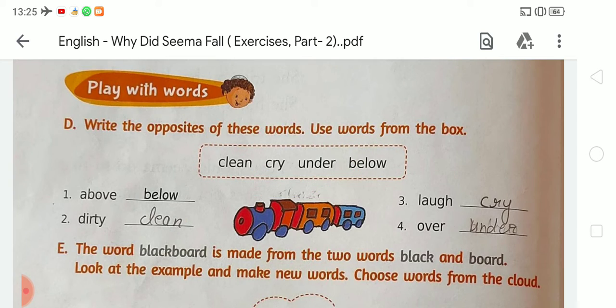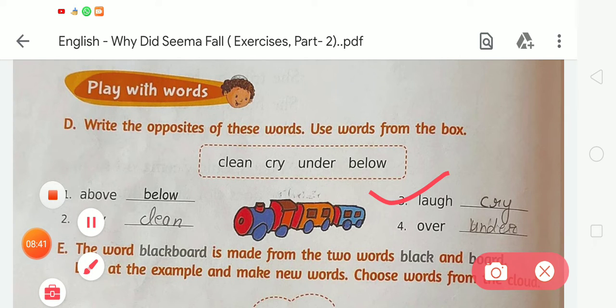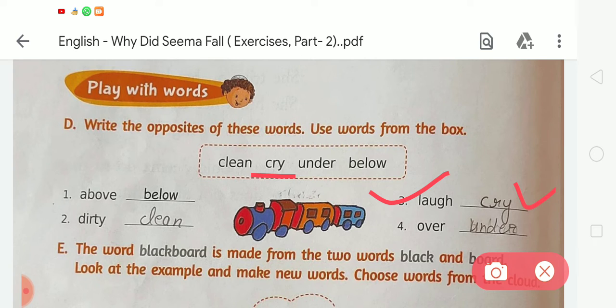Okay student. Now moving to the next, third, that is laugh. So student, tell me what's the opposite of laugh? The opposite of laugh is cry. When Seema got hurt, at that time she starts crying. And when we feel very happy, at that time we are laughing. So we have to write the opposite of laugh, that is cry, and the spelling of cry is given in the box, that is C-R-Y, cry. So we have to note down the spelling of cry on the given blanks.